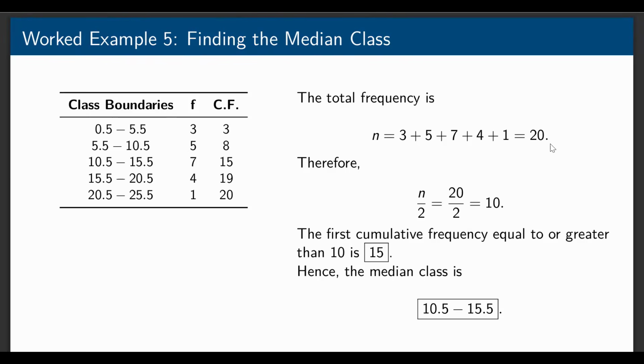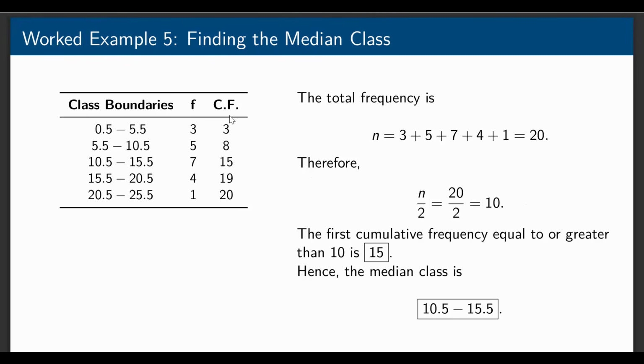In this case, it is 20 divided by 2. 20 divided by 2 is 10. So the first cumulative frequency that is equal to or greater than 10 becomes the corresponding class, the median class. In this case, when we divided N by 2, which is 20 divided by 2, we had 10.